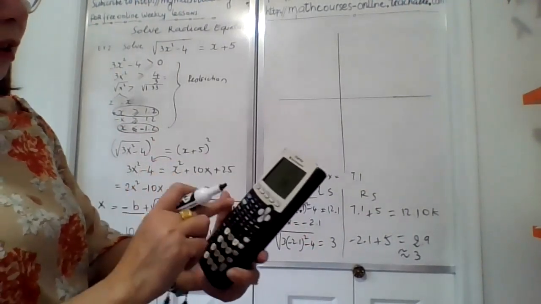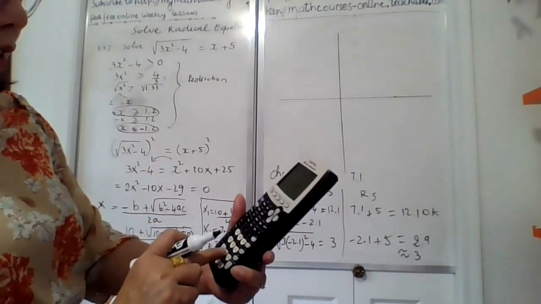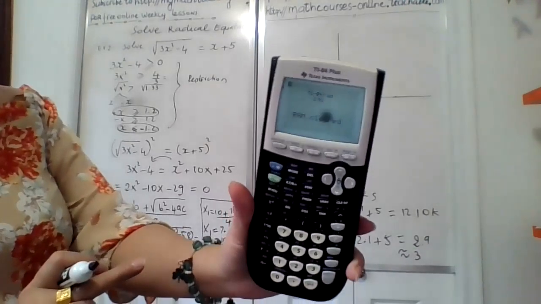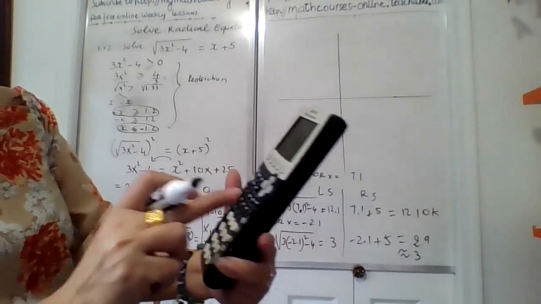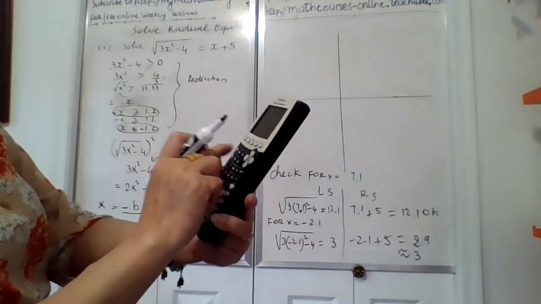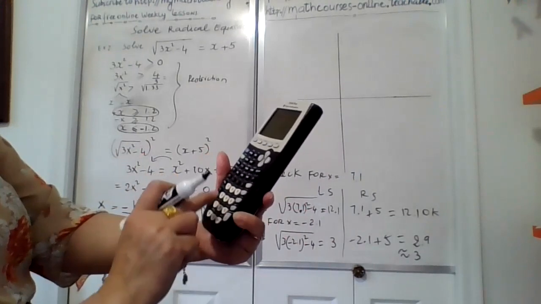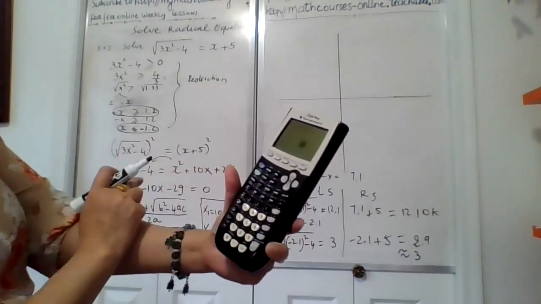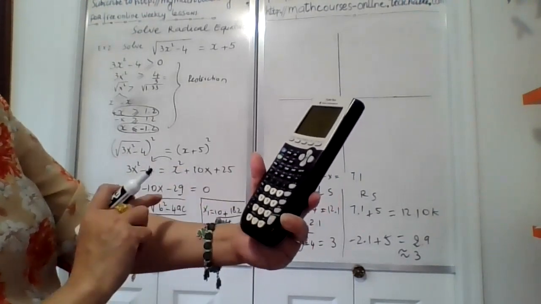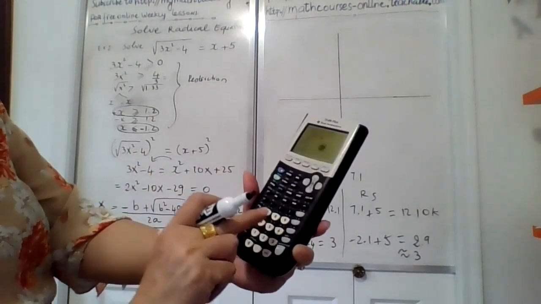Before I check it, I'm going to make sure I get rid of the memory. Reset: number 1 on RAM, 2 reset. So I make sure my memory is clear for the roughing calculator. Now I'm going to key in the first equation, which is the square root of 3x squared minus 4, close it. And the second equation will be x plus 5.